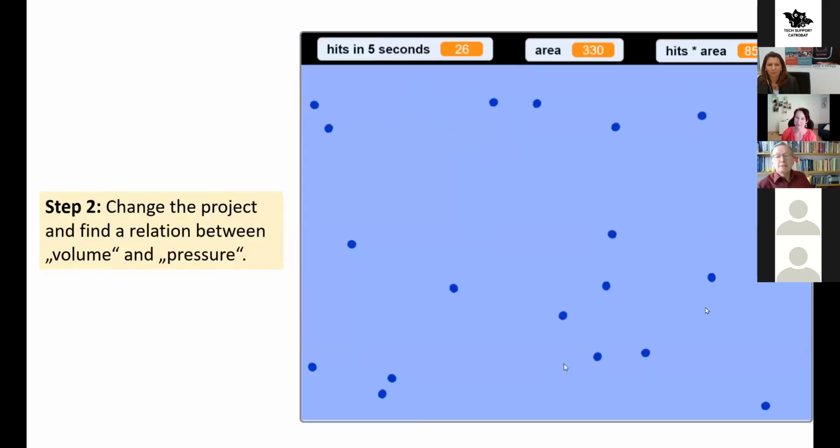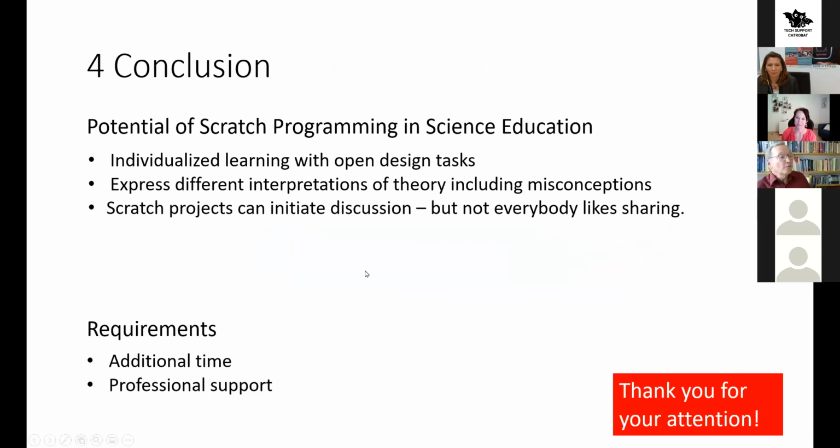Okay, this is my conclusion. I think there's a lot of potential of Scratch programming in science education. You have individualized learning with open design tasks. And interesting is that students can express different interpretations of theory, including misconceptions, which can be identified by the teacher. And I think all misconceptions are not to be considered something bad, it's something fruitful for learning and understanding.